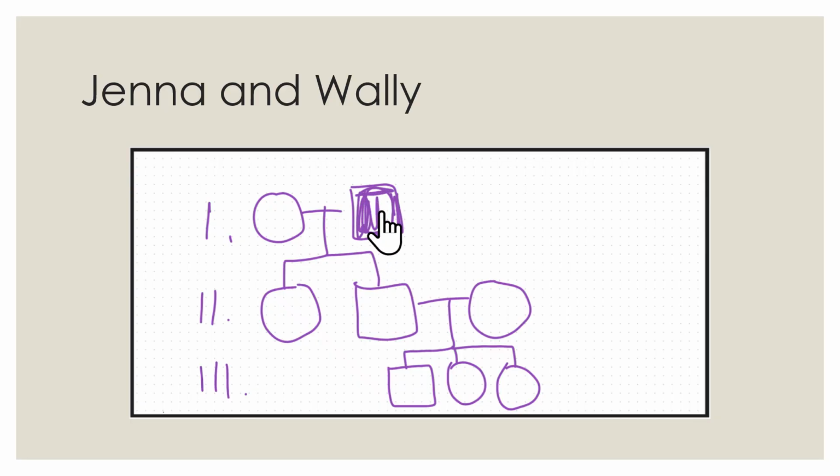Now we're tracking red green color blindness. So all of the males have red green color blindness. And one of Julio's daughters also has red green color blindness. So Wally and Julio's son and one of Julio's daughters all get shaded in because they have the trait for color blindness. And we have our generation markers set up. Perfect.